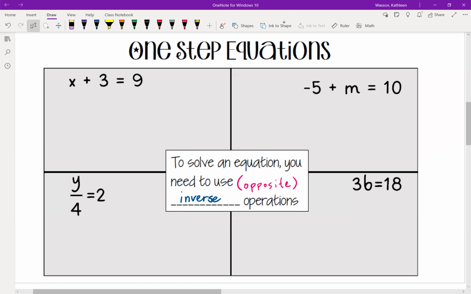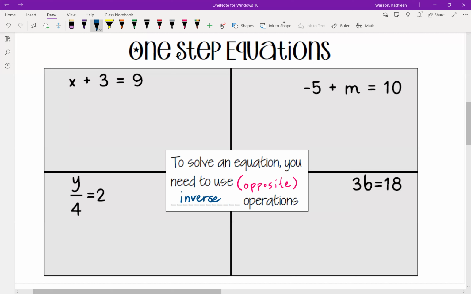So these examples should be familiar. To solve any equation, you need to use inverse operations. And that just means that we'll undo whatever's been done to the variable.